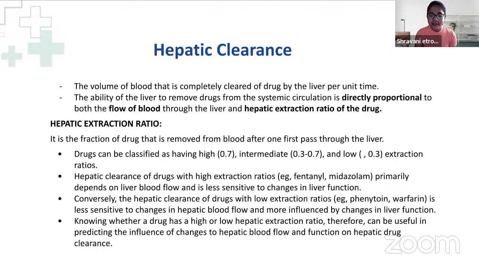Conversely, the hepatic clearance of drugs with low extraction ratios, for example phenytoin and warfarin, is less sensitive to changes in hepatic flow and more influenced by changes in liver function. Knowing whether the drug has a higher or lower hepatic extraction ratio can therefore be useful in predicting the influence of changes in hepatic blood flow and also function on hepatic drug clearance.